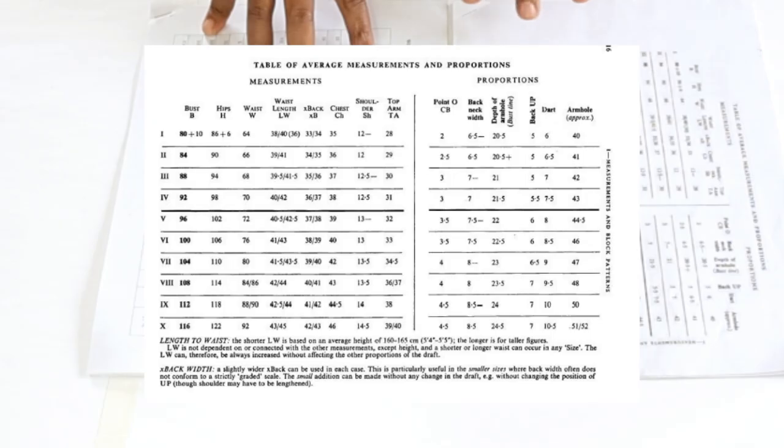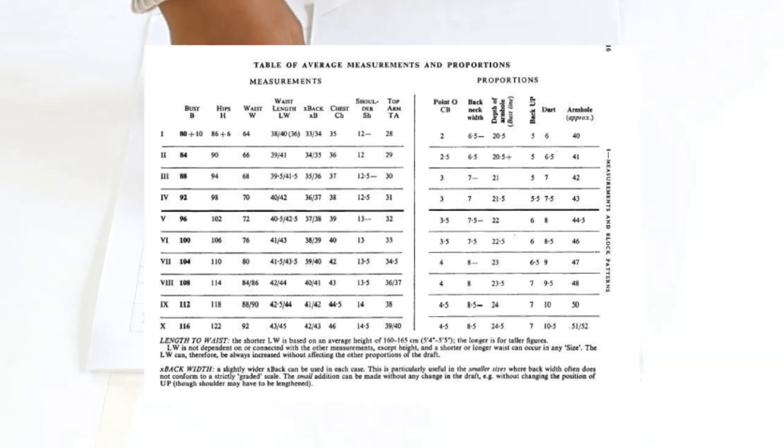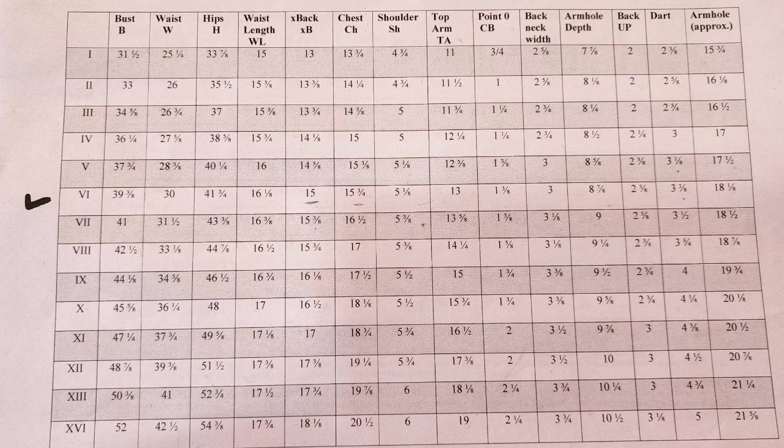Let's get started. When drafting the basic bodice, Natalie Bray was using centimeters. This is the table of measurements by Natalie Bray. I've taken the table of measurements by Natalie Bray and I've converted it to inches. For the benefit of bigger women, I have graded the measurements.